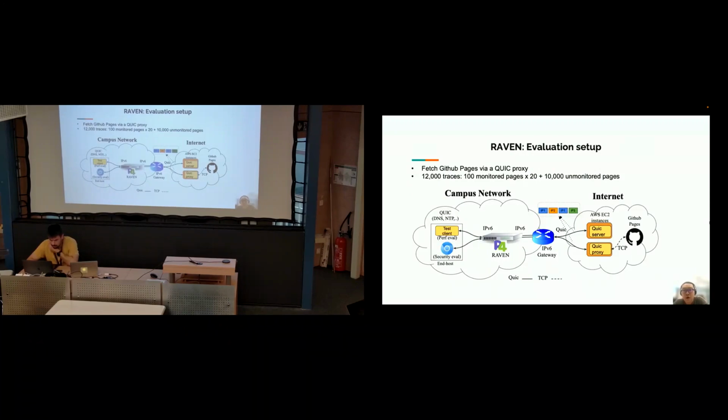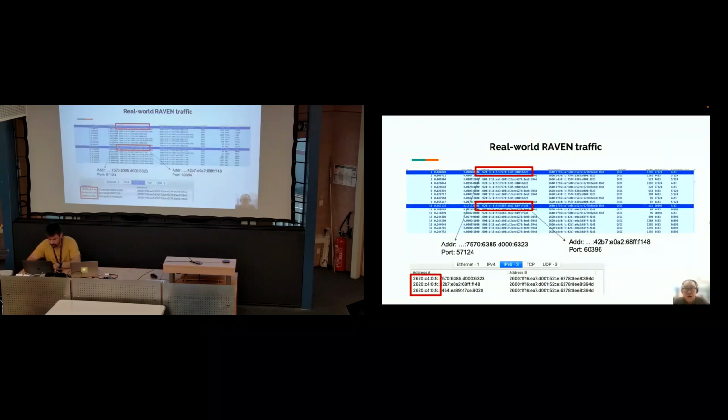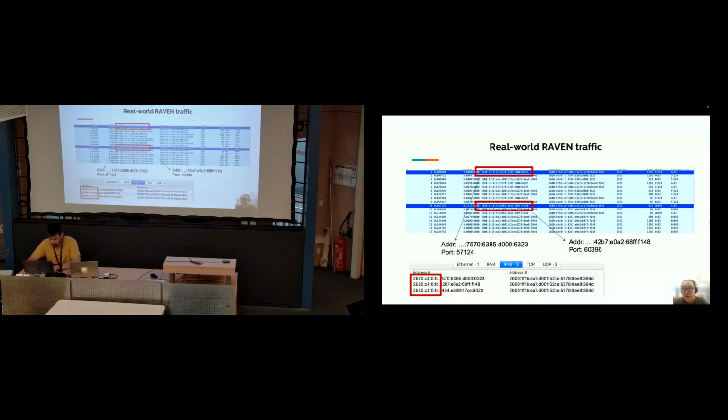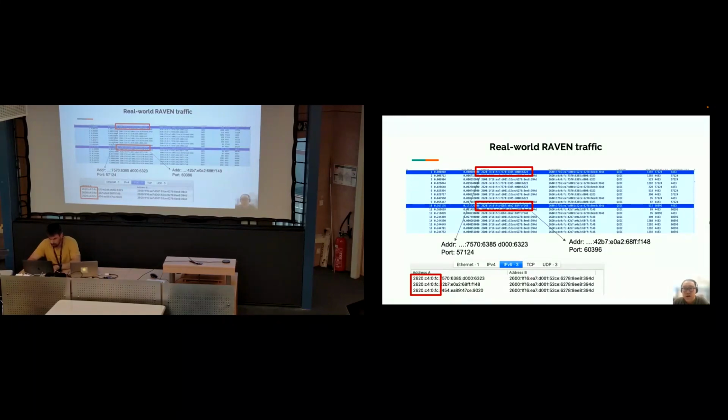So we deploy Raven in a /64 test network and evaluate its security. We collect Raven traffic by repeatedly visiting GitHub pages through a QUIC proxy. We use the QUIC proxy because GitHub doesn't support QUIC. Here is an example of real-world Raven traffic. If we look at the traffic, the client has used three different IPs in one connection. The attacker only knows the connections are from the same network.